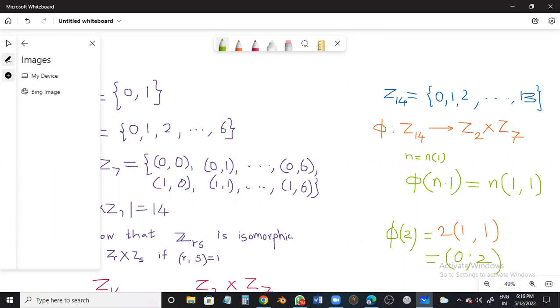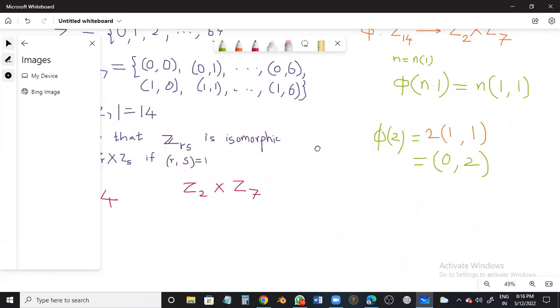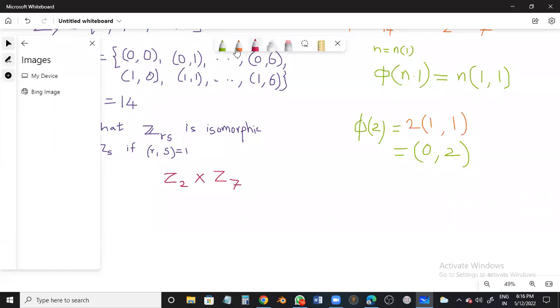So what is the output? 0 comma 2. Okay. I want to check what is phi of 5. If I go for phi of 5, it will be 5 times 1 comma 1. Do you agree? So what does it give me? 5 into 1 is 5. 5 divided by 2, remainder is 1. And 5 into 1 is 5. So the output will be 1 comma 5. Are you getting my point?